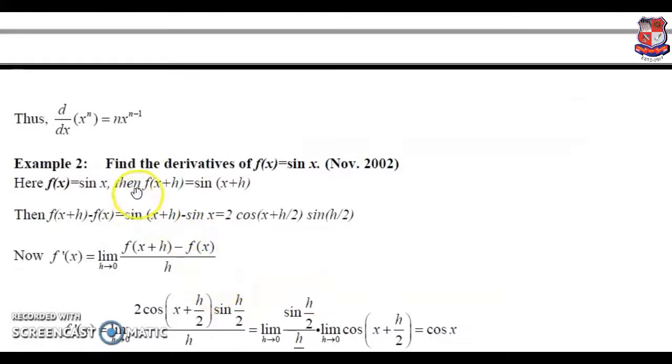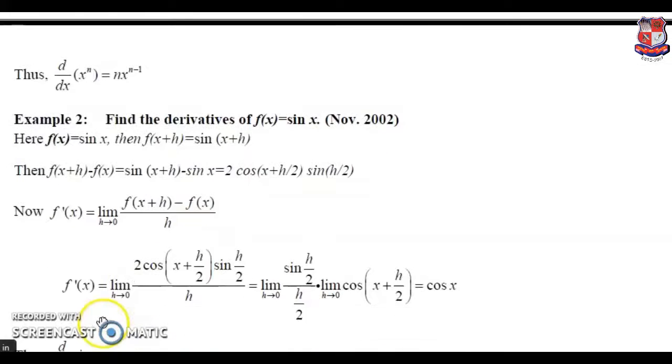Example number 2. Find the derivative of f of x equal to sin x. So here f of x equal to sin x, then f of x plus h equal to sin of (x plus h). By using the differentiation definition, f dash x equal to limit h tends to 0, f of x plus h minus f of x upon h. So f dash x equal to limit h tends to 0, sin(x plus h) minus sin x upon h. Here we have to apply the formula sin C minus sin D, that is 2 cos sin. So we have to apply sin C minus sin D equals 2 cos sin.